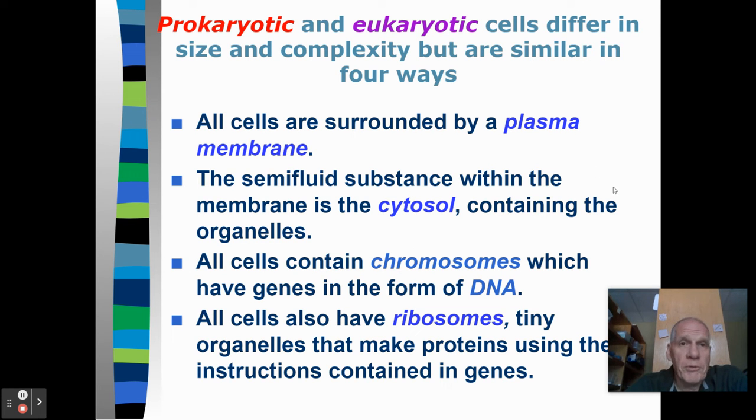Okay. So again, prokaryotic and eukaryotic cells differ in both size and complexity, but they are similar in these 4 ways. You must know these 4 ways. They are both surrounded by a plasma membrane. They both contain a cytosol, i.e. cytoplasm, which is a watery environment that has things like ribosomes in it. They both contain DNA in the form of chromosomes. And they also both have ribosomes. So there's our 4 things: plasma membrane, cytoplasm, DNA in the form of chromosomes, and ribosomes. You need to know those 4 things.